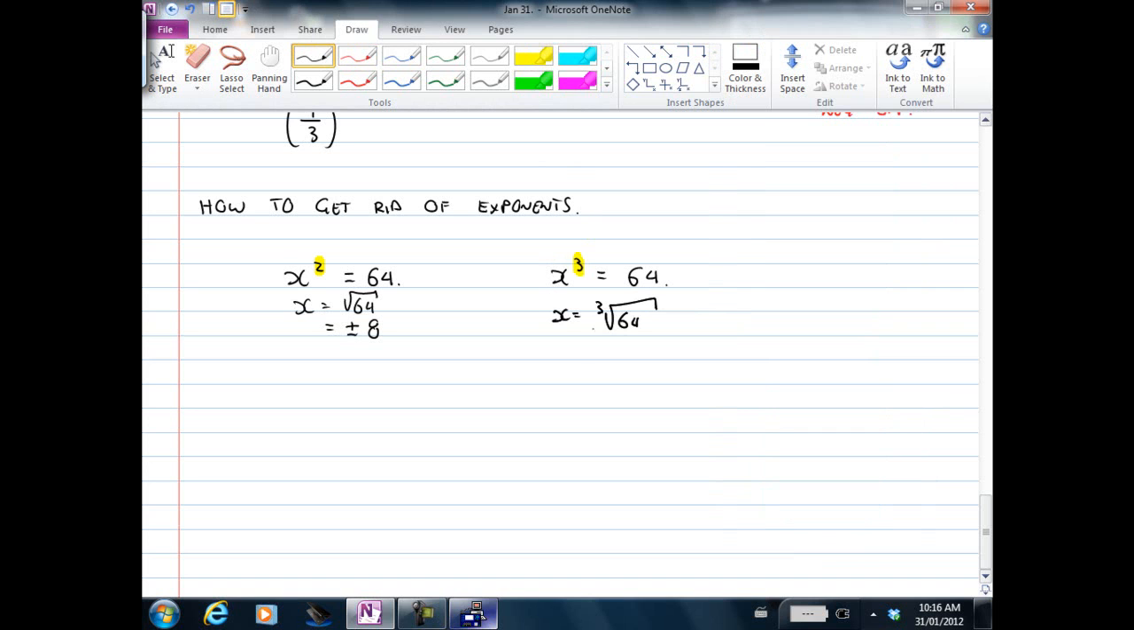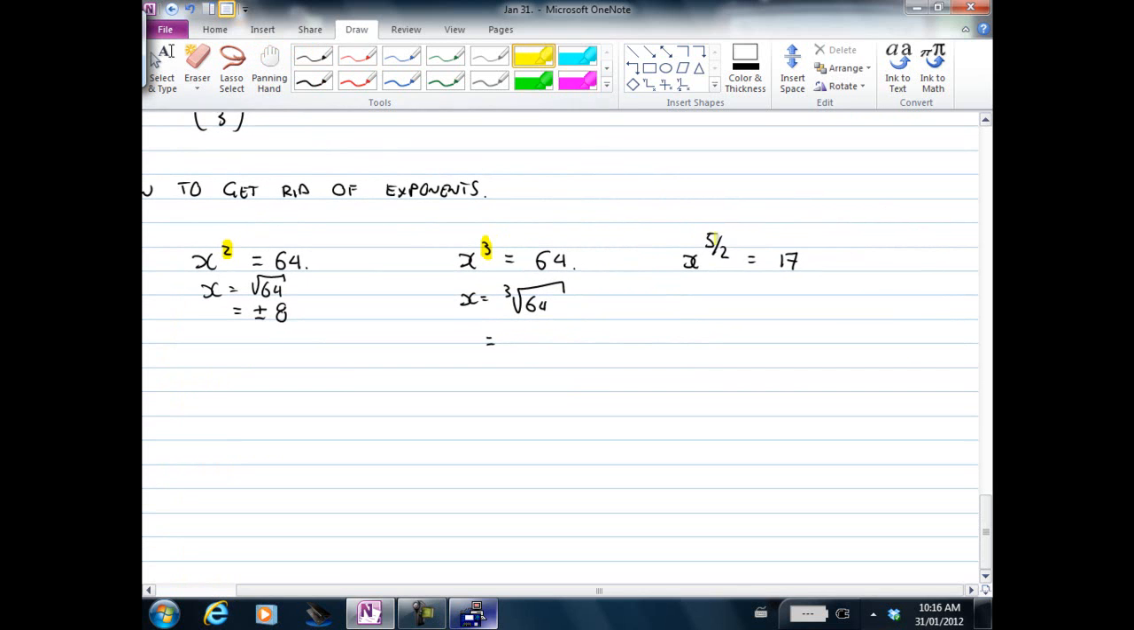But what if I give you a lot more complex one, such as x to the power of 5 over 2 equals 17. Some of you say, what the heck is 5 over 2? If you want to solve for x, I'm going to show the trick right now. To get rid of exponents, use the reciprocal. So x equals 17 to the power of, here's 5 over 2, take the reciprocal of that, 2 over 5. Punch this in your calculator right now.